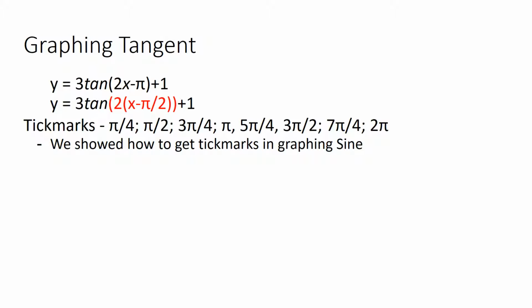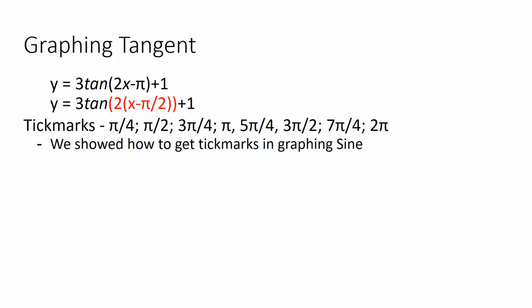Now the tick marks that we have are pi over 4, pi over 2, 3 pi over 4, pi, 5 pi over 4, 3 pi over 2, 7 pi over 4, and 2 pi. We showed how to get these tick marks in our previous video of graphing sine, but if you haven't watched that, here's a quick overview of how to get it.